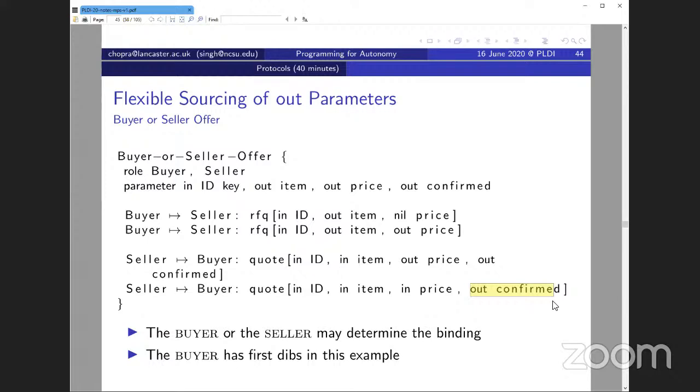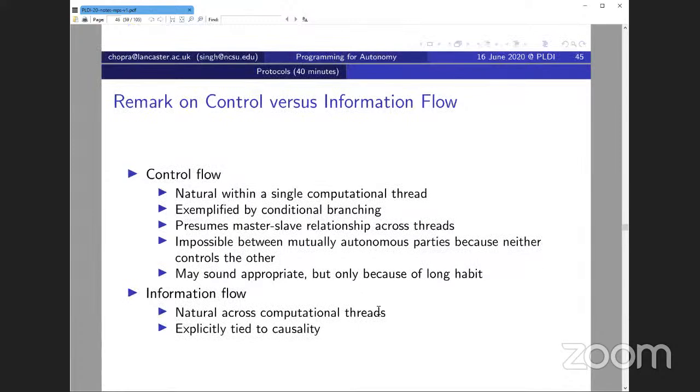Now it's a possibility that either party could be setting the price, but the buyer has the first control. The buyer chooses whether to set the price or to ask the other guy. The other guy then responds accordingly. And as a last thought, the notion of control flow makes sense within a single object. It doesn't make sense to talk about control flows when the parties are autonomous, because they're not masters and slaves of each other. But across parties, maybe the notion of information flow is appropriate.